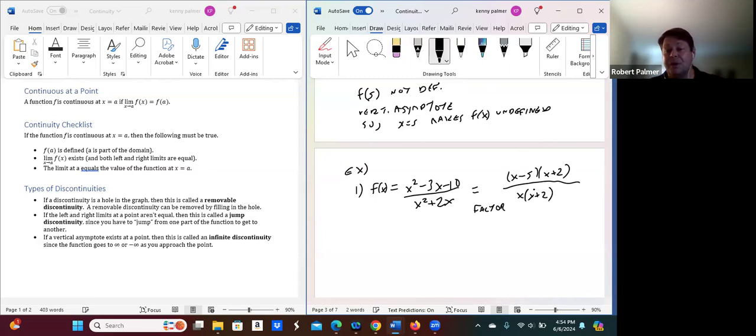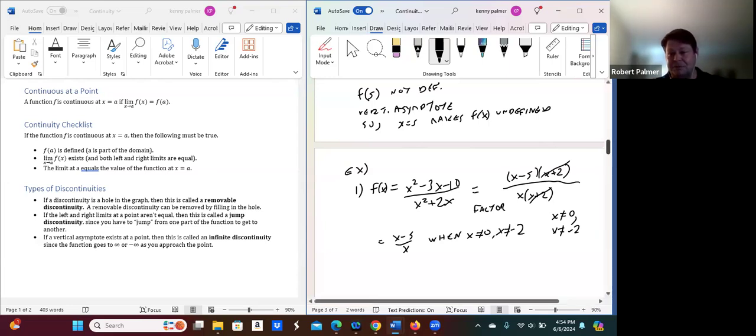So what we can see is, of course, that x can't be 0 and x can't be negative 2. As long as that's the case, I can cancel these out, and this is equal to x minus 5 over x, as long as x is not equal to 0 and x is not equal to negative 2. Think of it like that. So that's where I have a vertical asymptote.